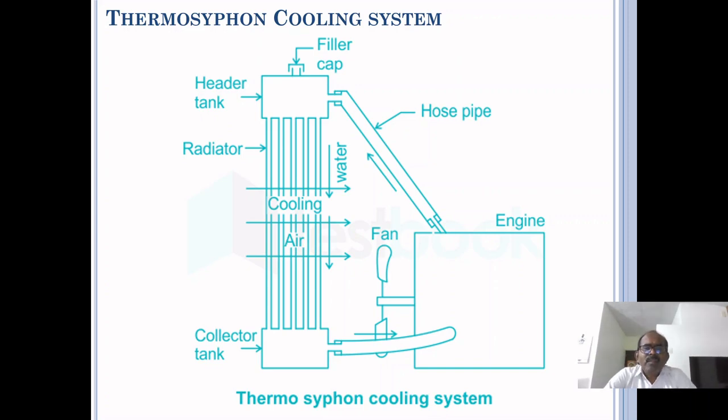In the radiator, the water is cooled by natural circulation of air and by an external source. The cooled water reaches the collecting tank, and from the collecting tank the cooling water enters the water jacket around the engine. Wherever heat is absorbed from the engine, the water is heated, and due to density difference the water again reaches the header tank. The cycle repeats again and again.